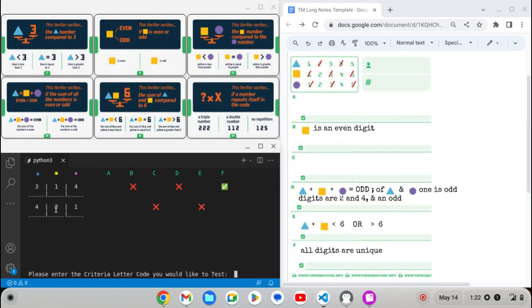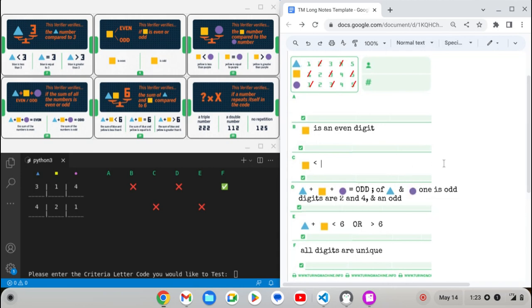So let's take a look at our proposal. In my proposal of 421, I have square being larger than circle. The Turing machine disagrees with that, so that means that square should be less than circle. Remember, it can't be equal since we have all unique digits. So that means that square has to be less than circle, and that was C. So we're going to say square is less than circle.